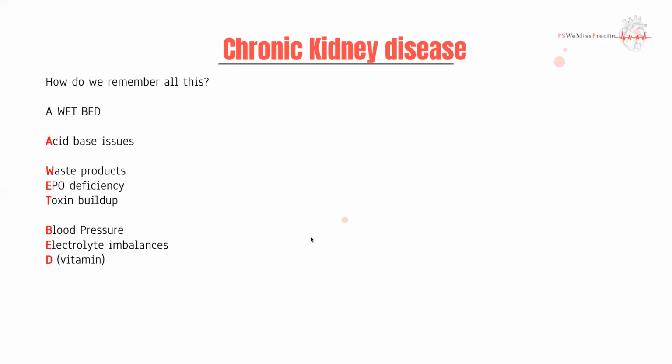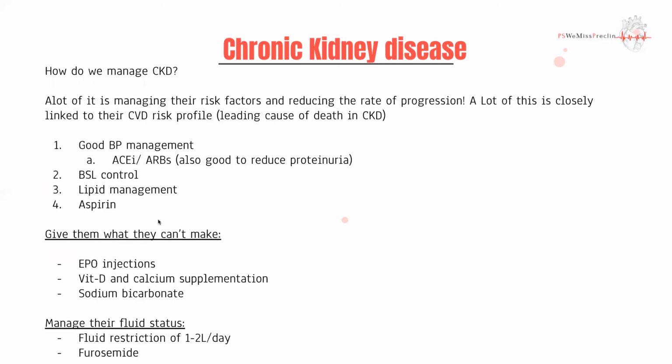So how do you remember all this? A good acronym is a wet bed. So A for acid-base issues, accumulation of waste products, EPO deficiency, buildup of toxins, high blood pressure, electrolyte imbalances, particularly hypercalcemia and hyperkalemia. And then you have D or vitamin D deficiency.